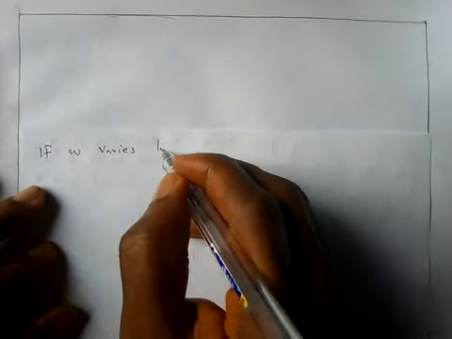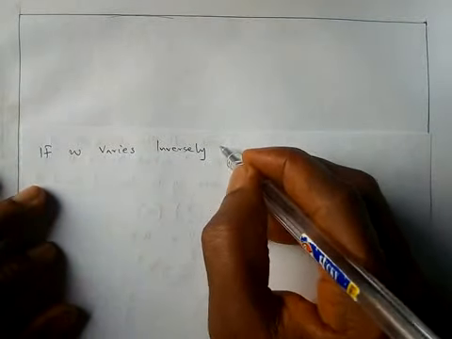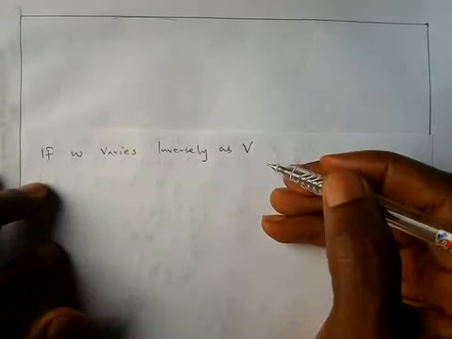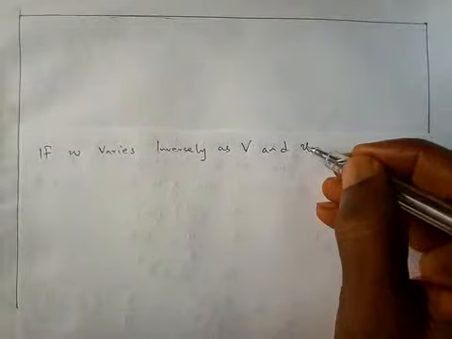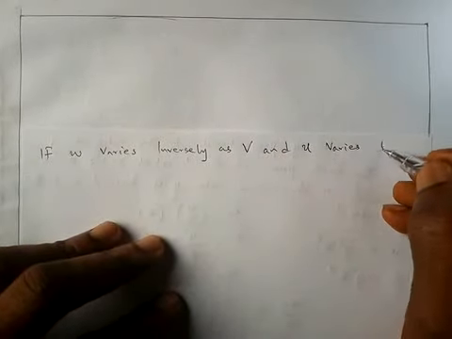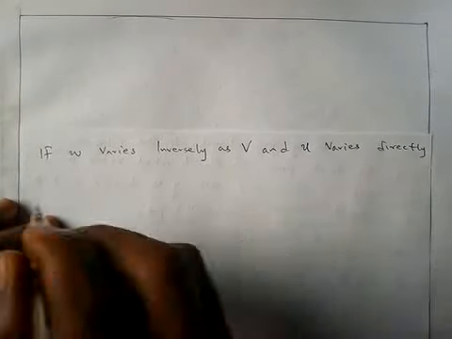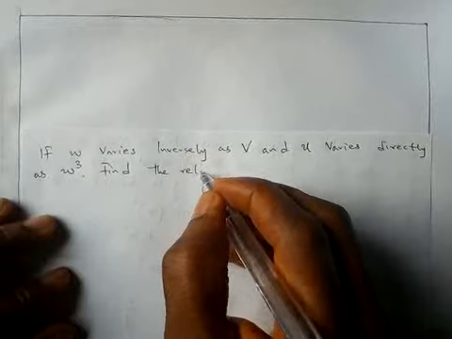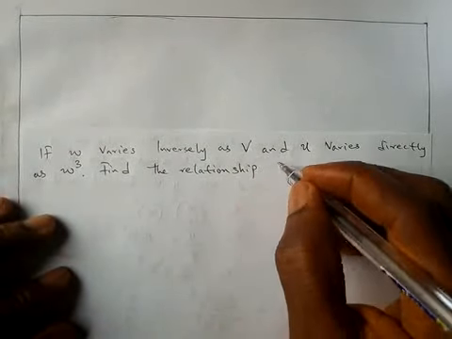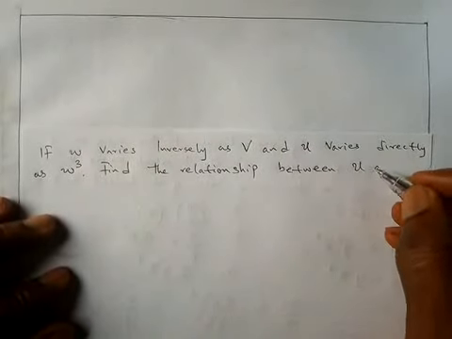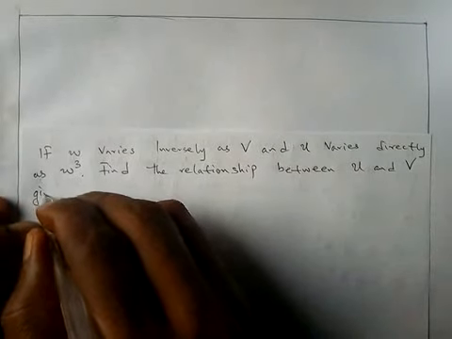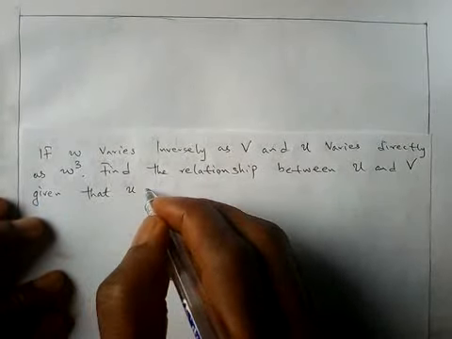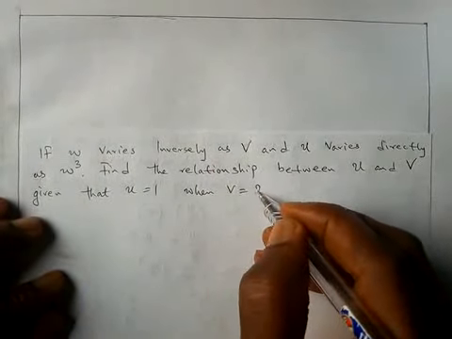The next question is saying if w varies inversely as v and u varies directly as w cube, find the relationship between u and v given that u is equal to 1 when v is equal to 2.